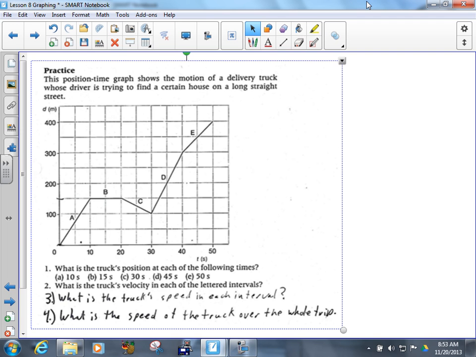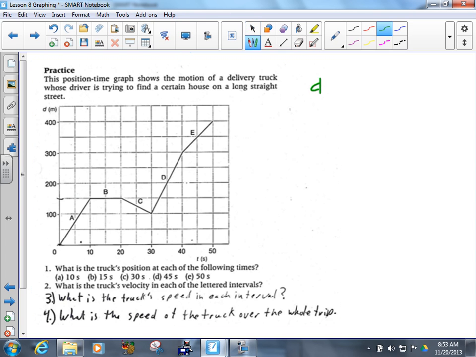All right? I can also calculate displacement from this kind of graph by doing what? I subtract two things. John, what are they? Final position minus initial position. Okay, so remember, I can get distance by adding the sections. I can get displacement by going final position minus initial position.